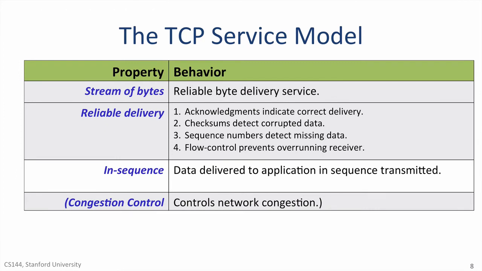Here is a table summarizing the services provided by TCP. The first three are services TCP provides to the application. As we just saw, it provides a reliable stream of bytes between two applications.